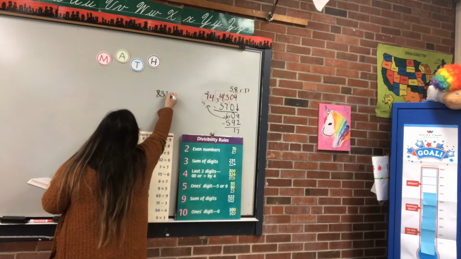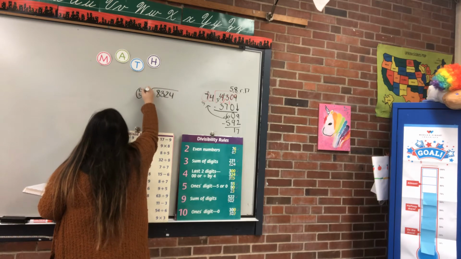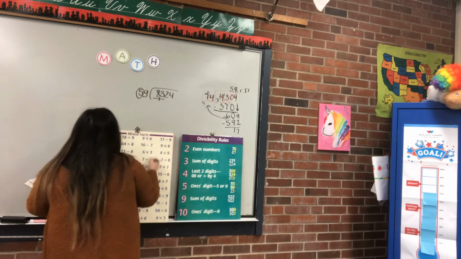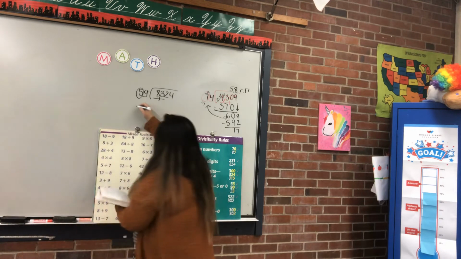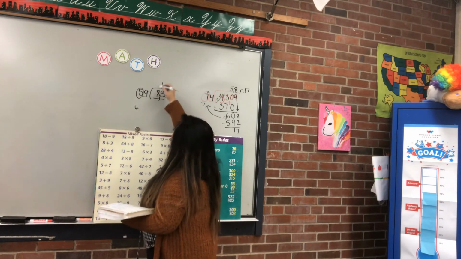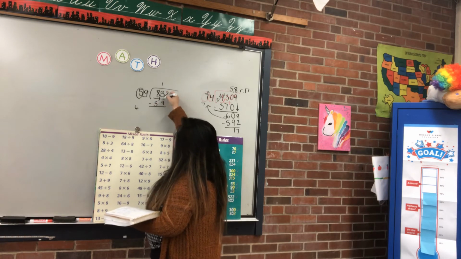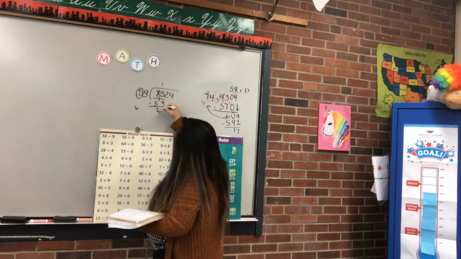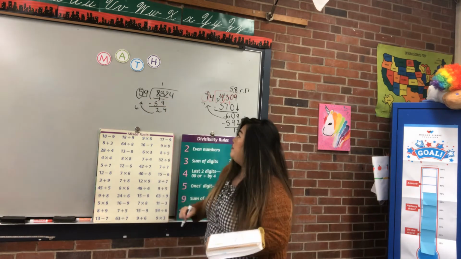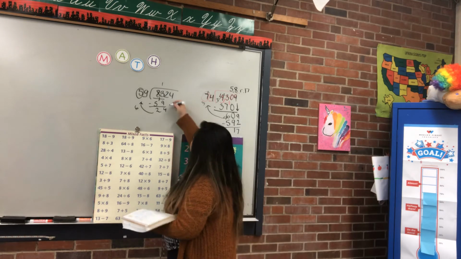8,324 divided by 59. 59 is very close to 60, so we will use a 6. And we'll say 6 goes into 8 how many times? Only once. 59 times 1 is 59. Subtract. 13 minus 9 is 4. 7 minus 5 is 2. Is 25 less than 59? Or 24 less than 59? Yes, it is. So we bring down the 2.